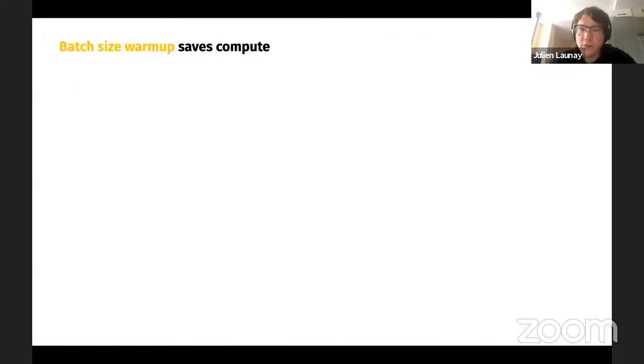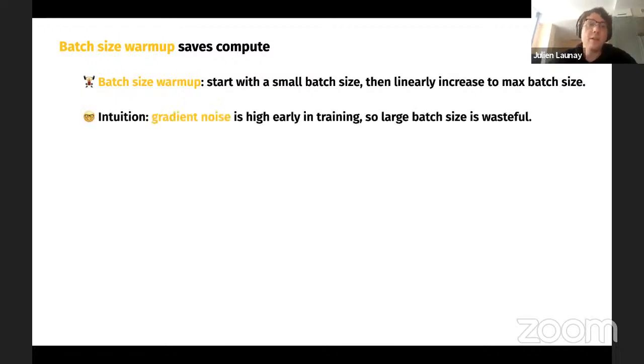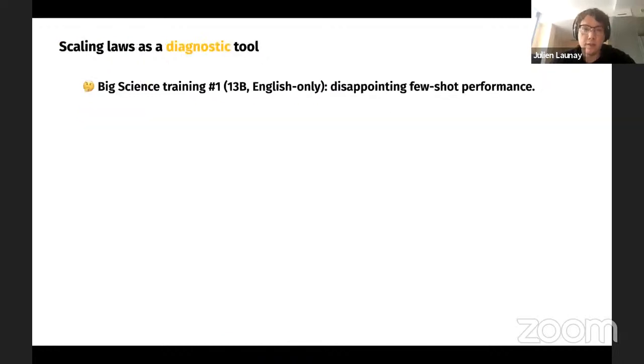Some of the stuff that we do, for instance, in the training setup is batch size warm-up. The idea of batch size warm-up is like a learning rate warm-up, but on the batch size: you start with a small batch size and you linearly increase. The intuition behind this is that the gradient noise is very high early in the training, so you don't have much information in the gradient, so a large batch size is a complete waste. And when you plot this in a scaling law plot of the loss against the compute on the log scale, you see that we have this blue line without warm-up and this orange line with warm-up. The scaling is essentially the same. They behave more or less the same, but one of them is shifted quite a bit to the left, which is good. It means that the compute budget is cheaper. So this is a good thing to do in our training setup.